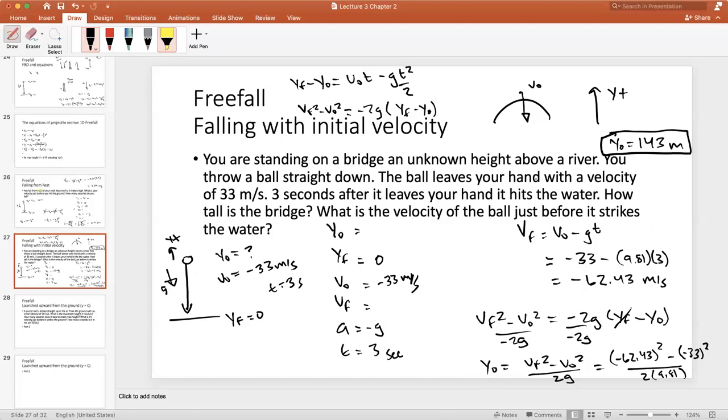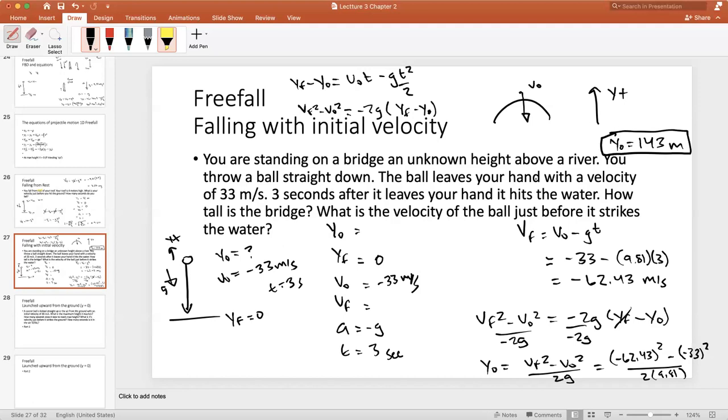Anyway, so this problem was a little bit weird because we're starting with a negative velocity and we don't know height. A lot of times we're given height, but in this problem we weren't. And in this problem, it was easier to find the final velocity and then find the height. I'm really hoping that I did this right. I believe I did. I'm a little worried.